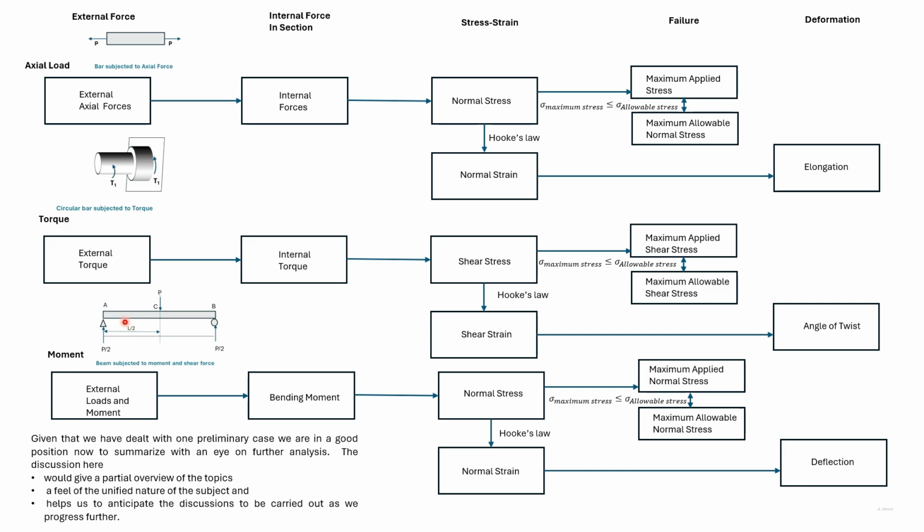Knowing the internal bending moment at any section, we can find out the maximum applied normal stress. We can then compare the maximum applied normal stress with the maximum allowable normal stress to check for failure. From normal stress, again using Hooke's law, we can get normal strain. In bending, the normal strain is related to deflection. So we can find out the amount of deflection.